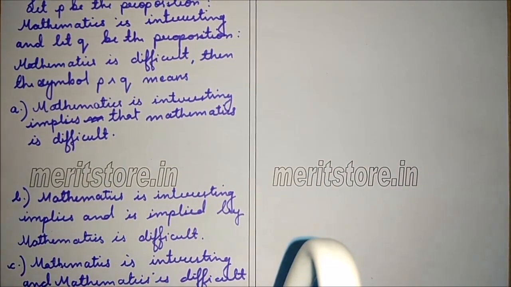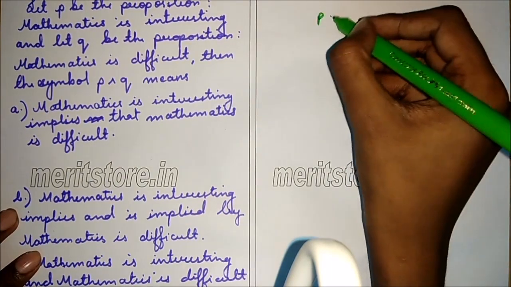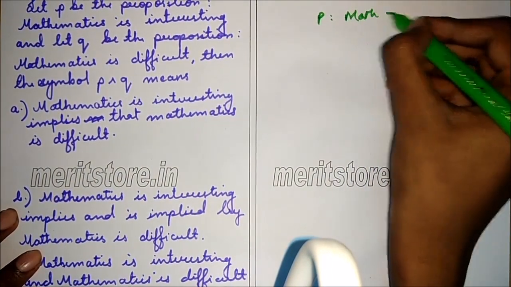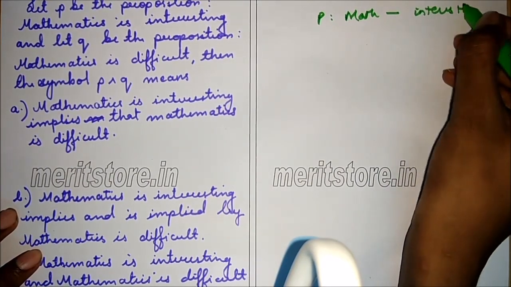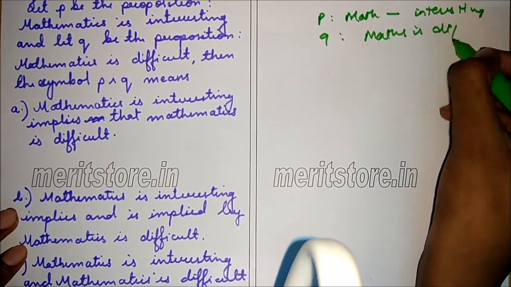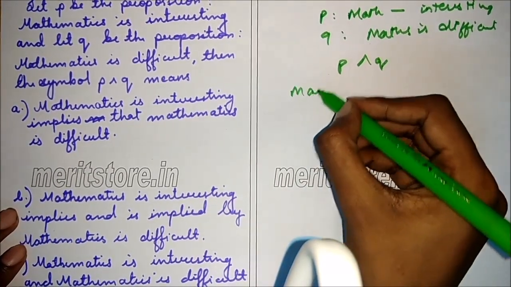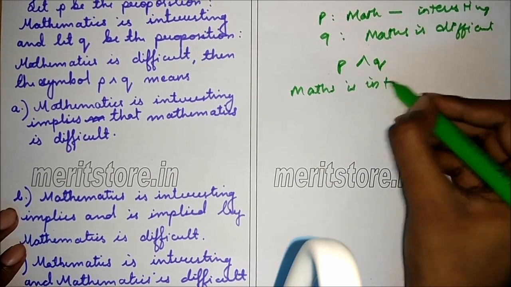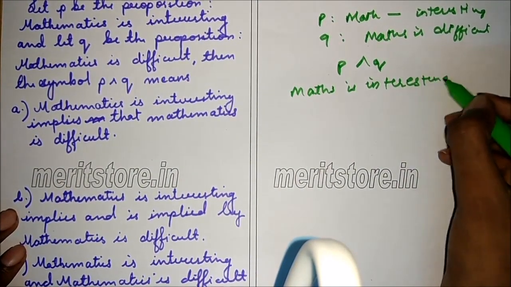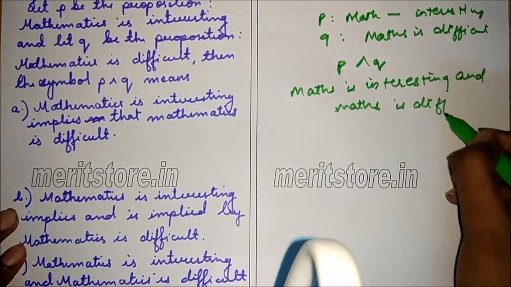Let P be the proposition, that is statement, mathematics is interesting, and Q be the proposition, mathematics is difficult. Then what does the symbol P and Q stand for? So P is maths is interesting, and Q is maths is difficult. So what we are supposed to find is P and Q. So the statement form will be maths is interesting, which is P, and maths is difficult, which is option C.